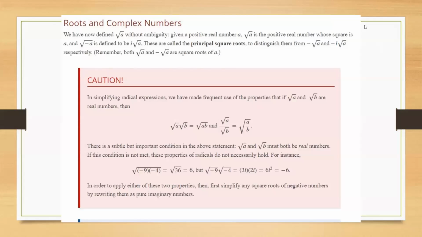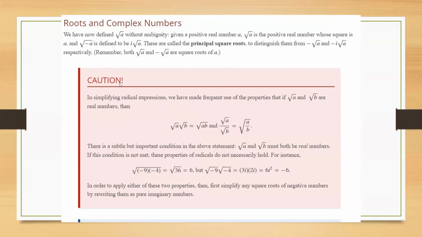So roots and complex numbers. We have now defined the square root of a, given a positive number a, as the positive real number whose square is a. And then we also note that the square root of a negative a is defined as i times the square root of a. So that is pretty much the principal square root, and we are now going to distinguish between the negative square root of a and the negative i times the square root of a.